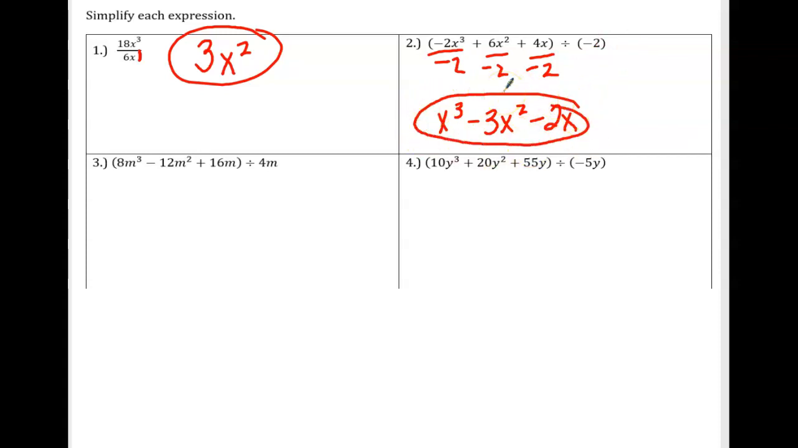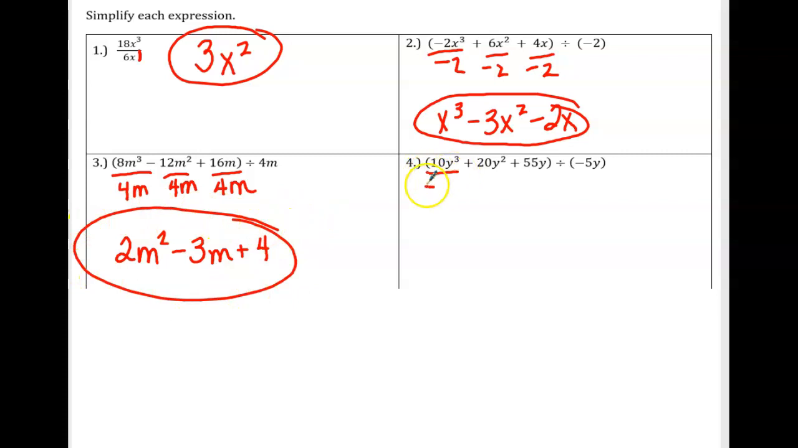All right. Number 3, we're going to do the same thing. This time, though, we're dividing each term by 4m. So 8 divided by 4 is 2, and m to the third divided by m is m squared. -12 divided by 4 is -3, m squared divided by m is just m, and 16 divided by 4 is 4, and the m's would cancel out.